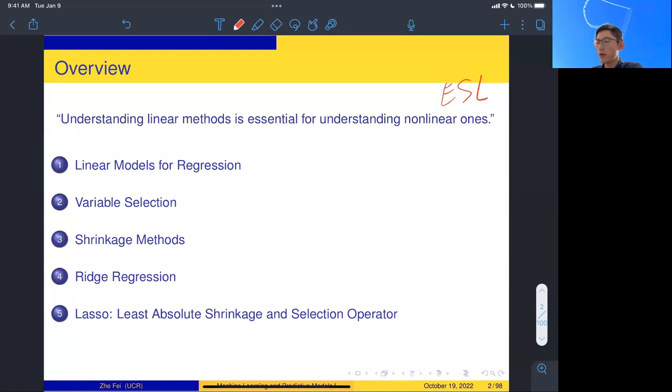Generally speaking, we always want to start with something simpler and easier to understand, and the linear model is by far much more widely used than nonlinear models because of its simplicity and interpretability as well. So we will start with linear methods, and specifically linear models for regression. For classification, there is some adaptation we could use to change the model.